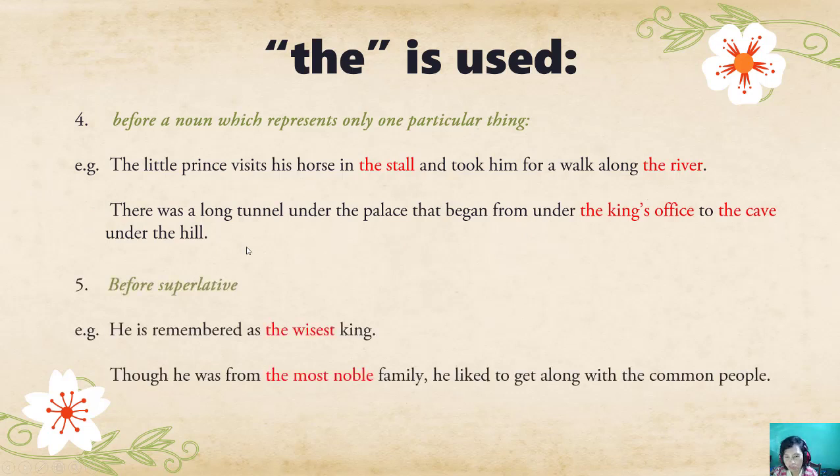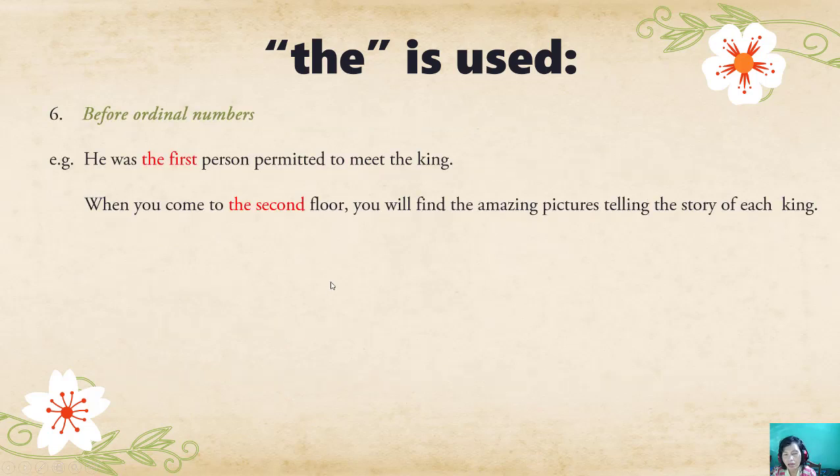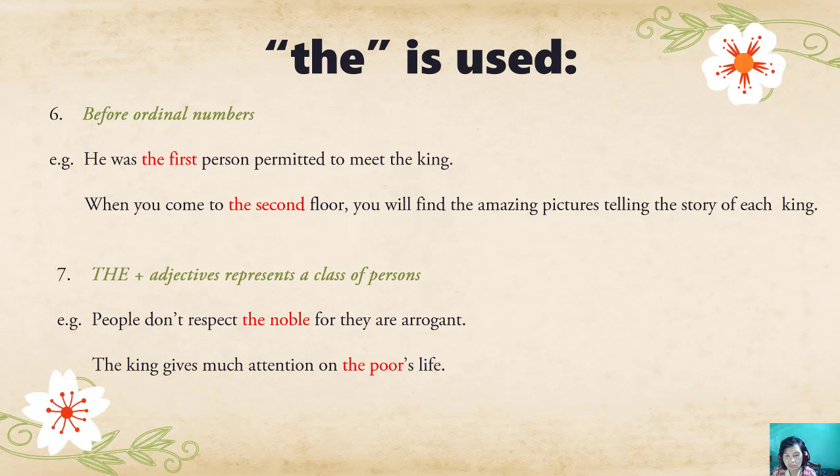Okay, the next is before superlative. He is remembered as the wisest king. Though he was from the most noble family, he liked to get along with the common people. The most noble family, the wisest. So this is superlative. And then before ordinal numbers, first, second, third, he was the first person permitted to meet the king. When you come to the second floor, you will find the amazing pictures telling the story of each king.